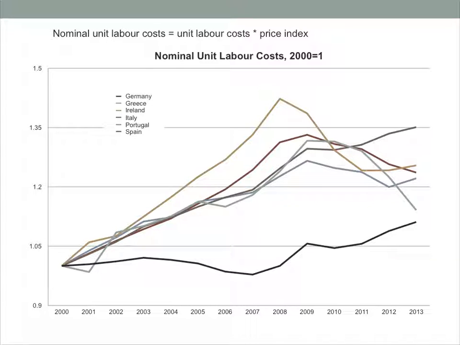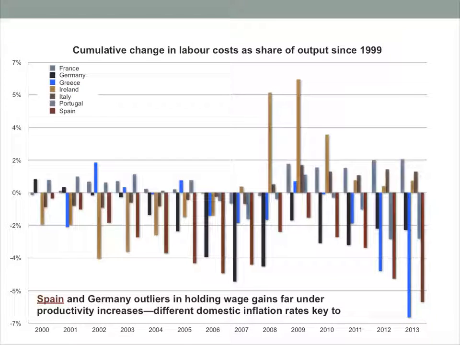Nominal unit labor costs are corrected for inflation, and so what they really measure is whether or not the share of labor is going up faster than inflation. But Hall's argument isn't about the relationship between the share of labor and the rate of inflation. Hall's argument is about whether or not wage gains outstrip productivity. If you look at that, it turns out that this is the cumulative change in labor costs as a share of output since 1999.